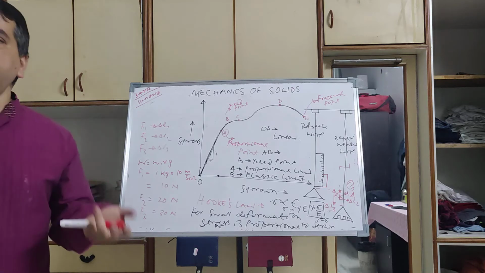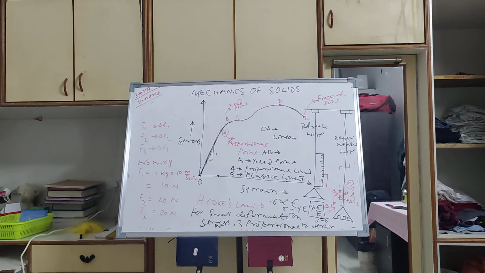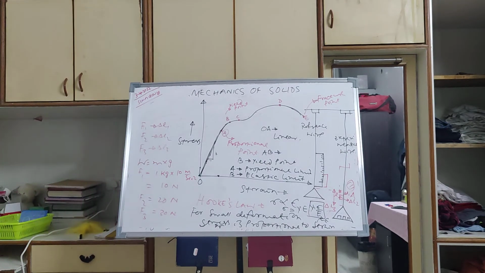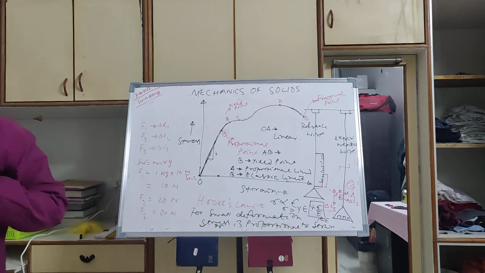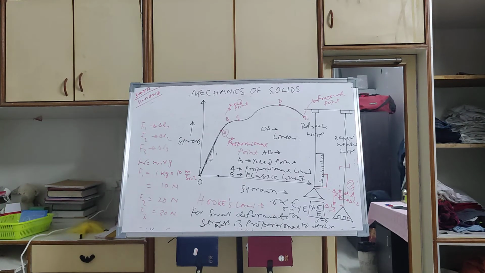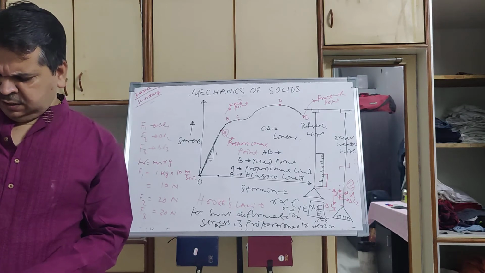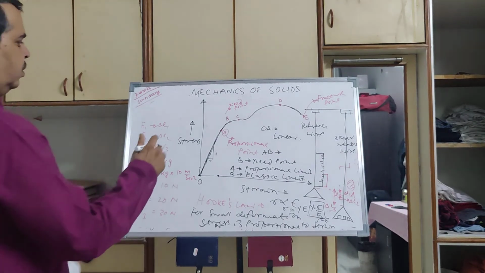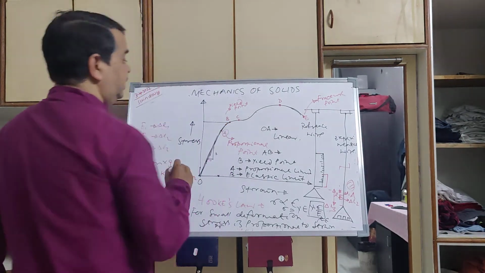Yield, in the literal meaning, is surrender. It has surrendered. It has given something. That means it will not come back to the original position. So you are elastic, that means you are coming back to the original position. But you have yielded, that means you cannot come back to the original position. You have surrendered. So B is known as yield point, also known as elastic limit. The strength corresponding to point B is called yield strength.